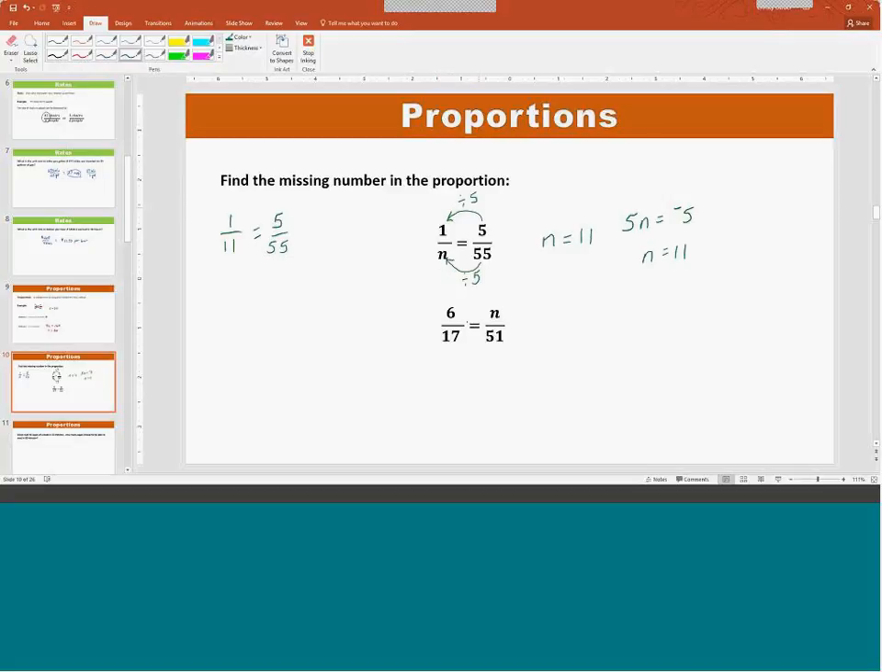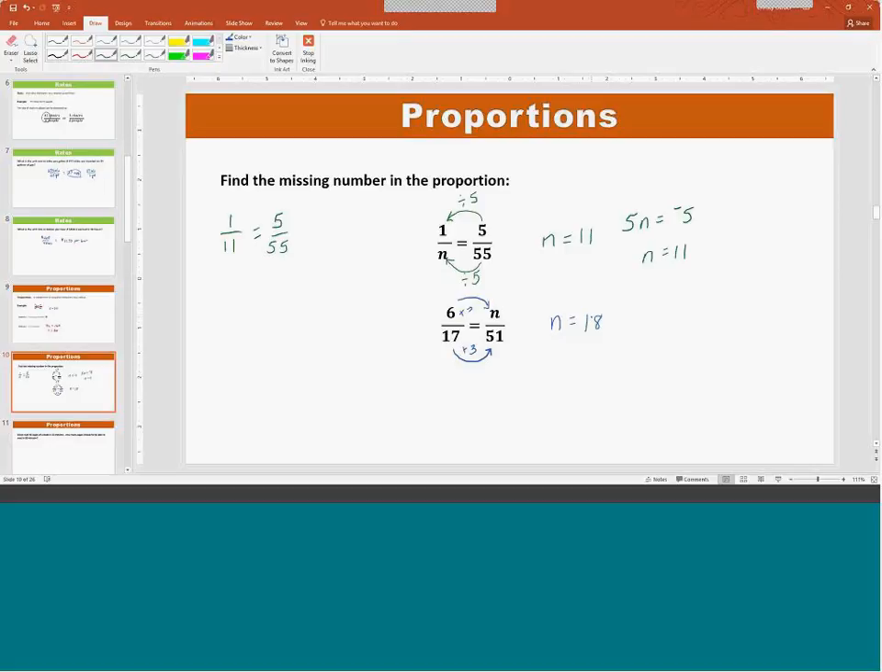Now let's look at the second example, 6 over 17 is the same thing as some number over 51. Let's try method number 1. How does 17 become 51? Well, you can multiply 17 by 3, and what you do in the denominator, you also have to do in the numerator. So 6 times 3 will give me the value for n, so n must equal 18.